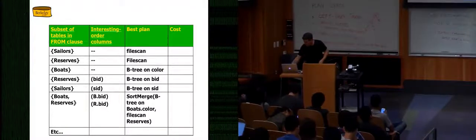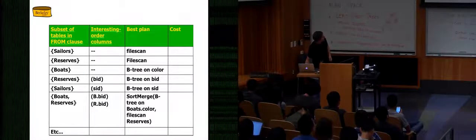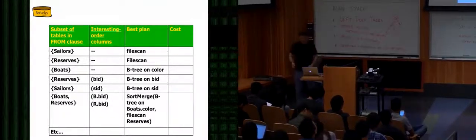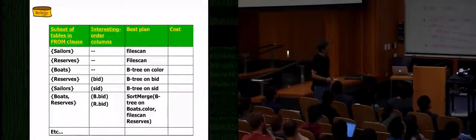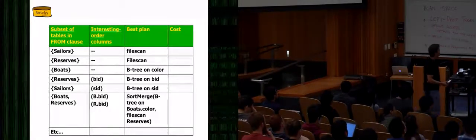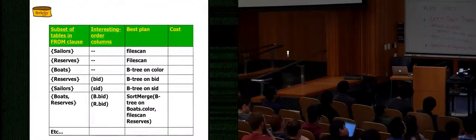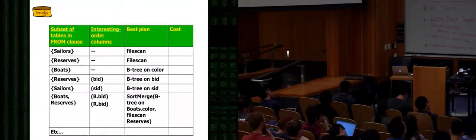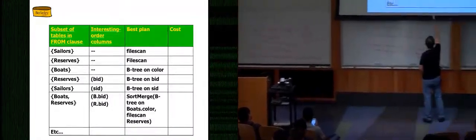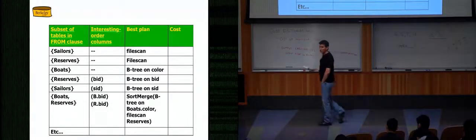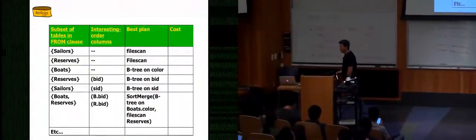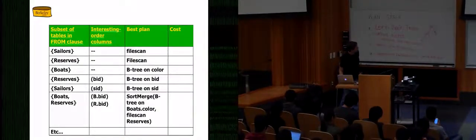All right? And maybe we get a table that has some of these things in it, and it goes on from here. This is not the full table. But now we've got two-way plans in it, like boats, comma, reserves has an interesting ordered plan where you do a sort merge join on the B tree on boats.color and the file scan of reserves. The result of that is ordered by b.bid. It's also ordered by r.bid. Okay, so it's got two interesting orders that are independent of each other. We keep it around because those BIDs could be used, particularly the r.bid could be used with a subsequent join with s, right? Okay, etc.